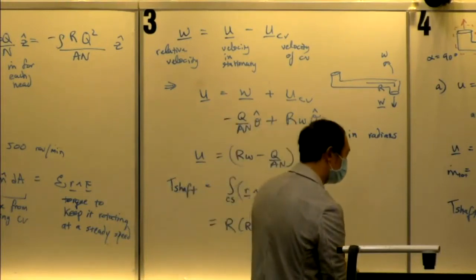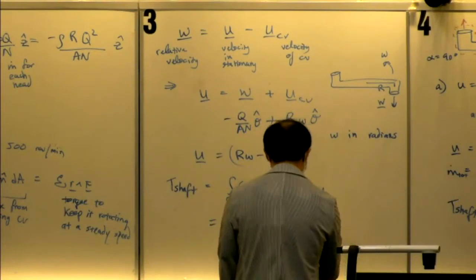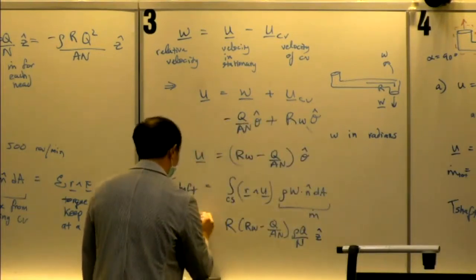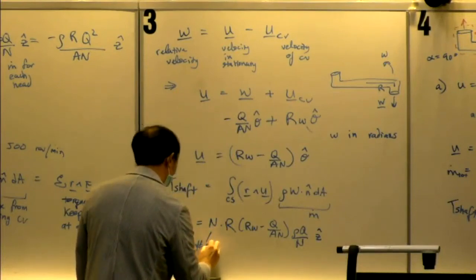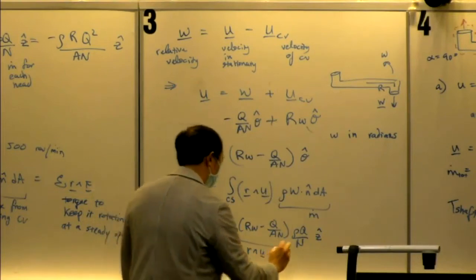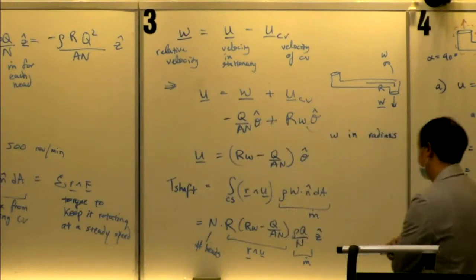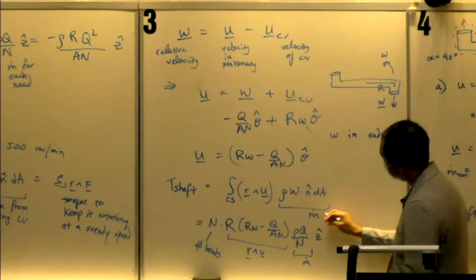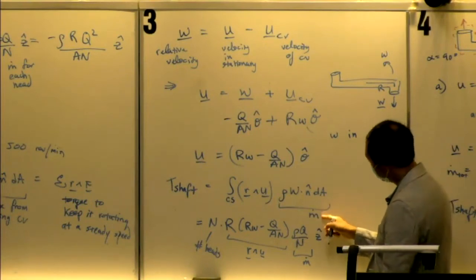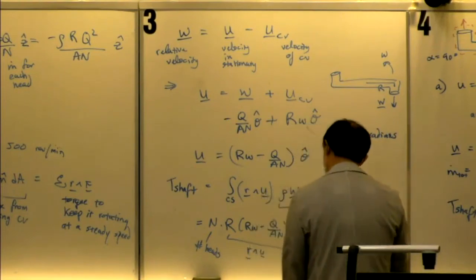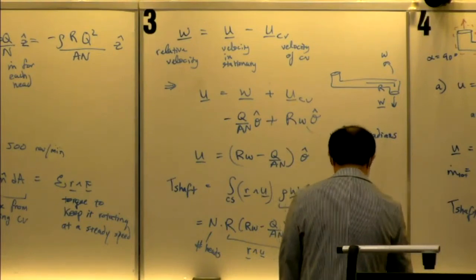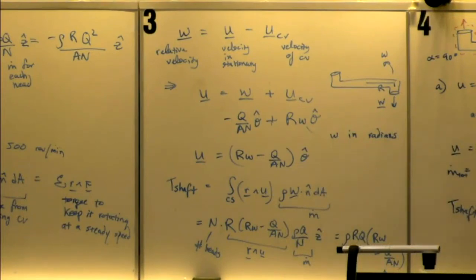And m dot we had as before: rho q over n, z hat, multiplied by the number of heads. So this is the number of heads, this is r cross u, and this is m dot for each head. Another key thing is this m dot didn't change. Everything that's coming in is leaving, so this m dot is the same. If we simplify this, you get rho r q times r omega minus q over a n, z hat. So it's whatever this thing is.